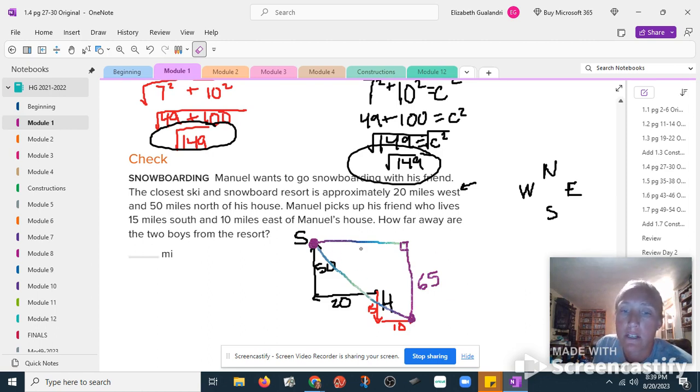And then what's our run distance? We have a 20 and a 10, and so that's 30. So for this one, you would solve 30 squared plus 65 squared equal to c squared, and c is going to represent that miles. I'm going to leave it at that. You can solve it for yourself if you want.